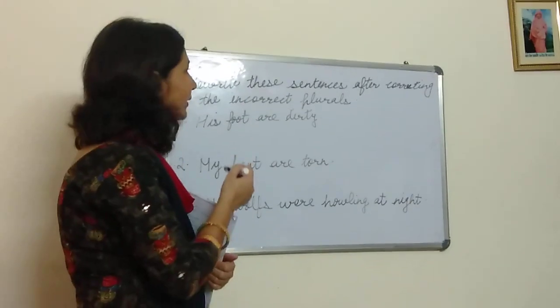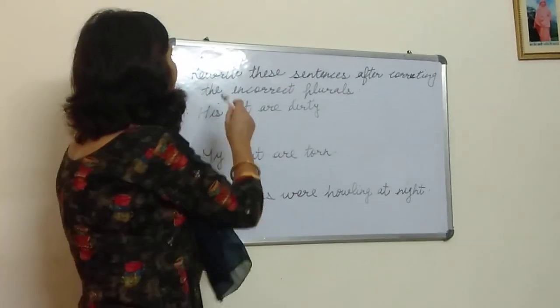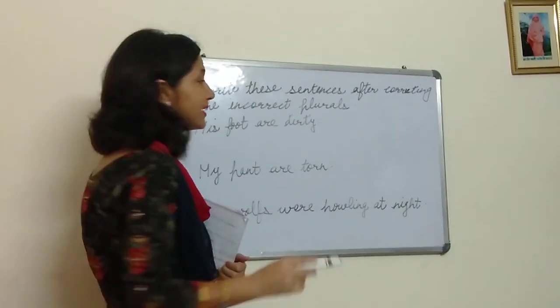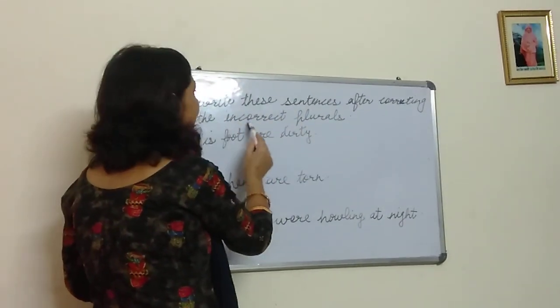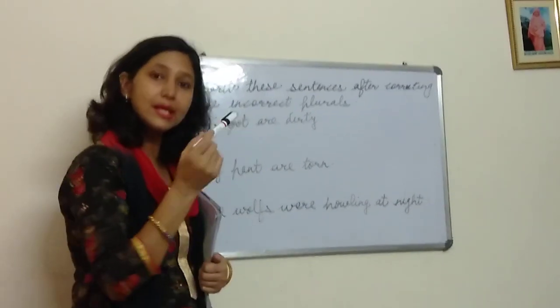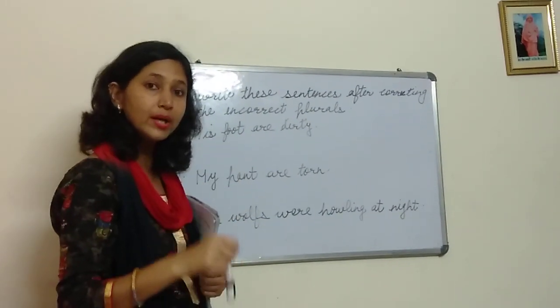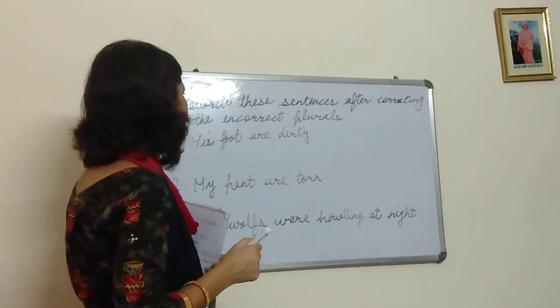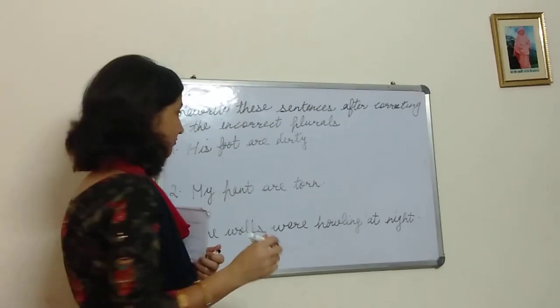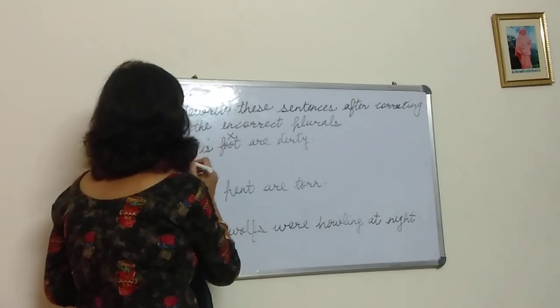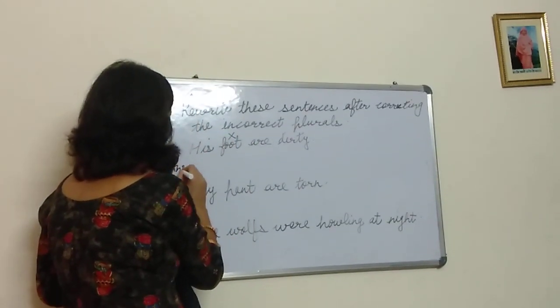Children, now look at this exercise. Rewrite what you have to do in this exercise. Rewrite these sentences after correcting the incorrect plurals. The plurals are incorrect here, so you have to correct the wrong plurals. His foot are dirty. No, this is wrong. So, what is the correct answer?